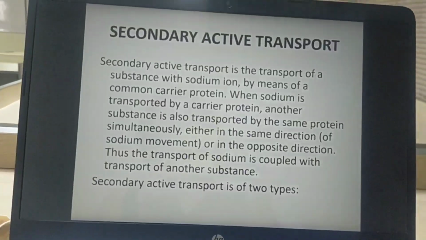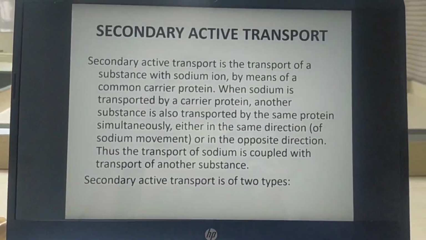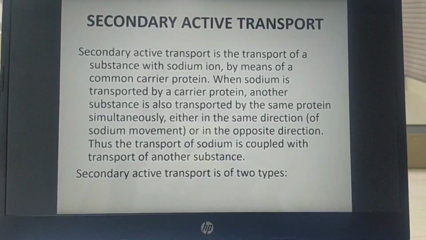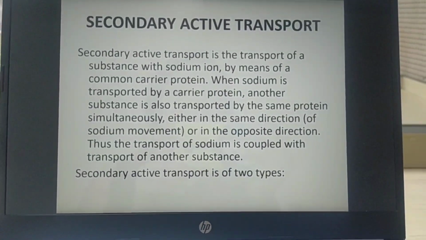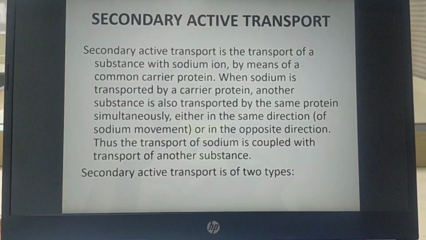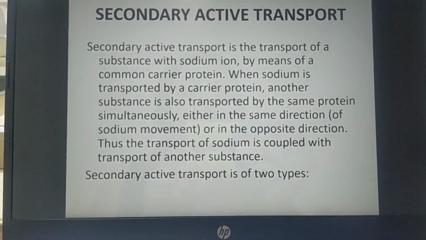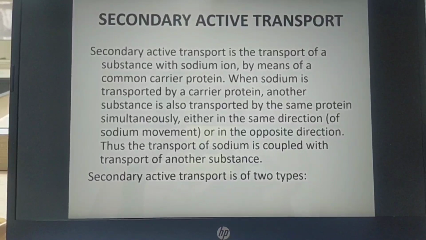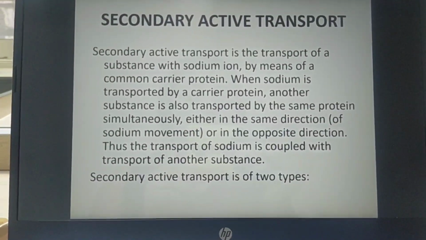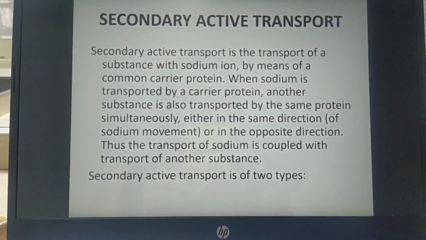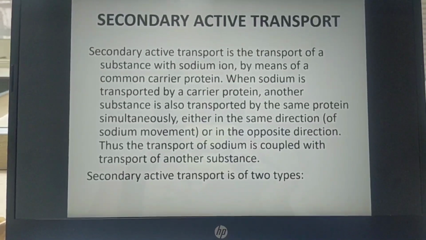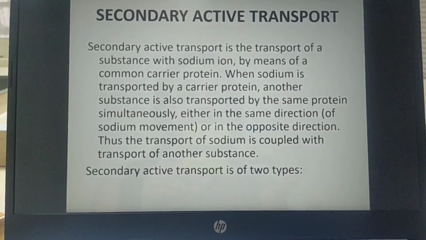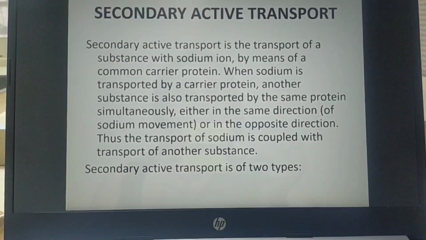Then there is secondary active transport. Secondary active transport is a transport of a substance with sodium ion by means of a common carrier protein. When sodium is transported by a carrier protein, another substance is also transported by the same protein simultaneously, either in the same direction or in the opposite direction. Thus, the transport of sodium is coupled with the transport of another substance.